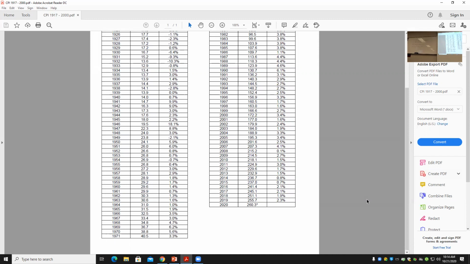Right. Now remember, we did two examples like this last time. When you're going in and you're calculating a real variable, your real variable X is equal to your nominal variable X divided by the appropriate consumer price index multiplied by 100. So when you're changing from a nominal to a real, it is always nominal divided by CPI.